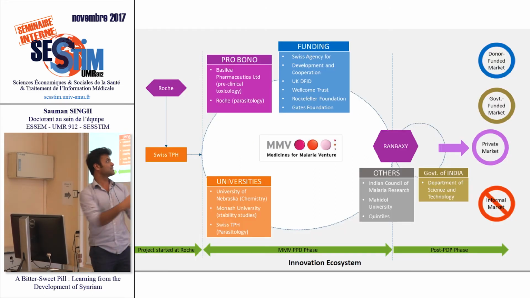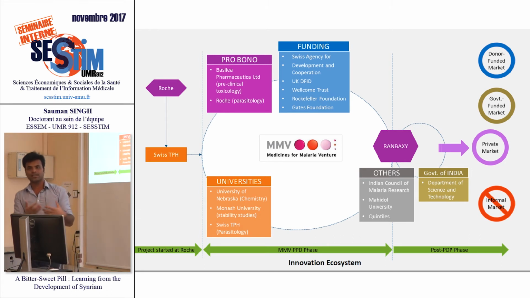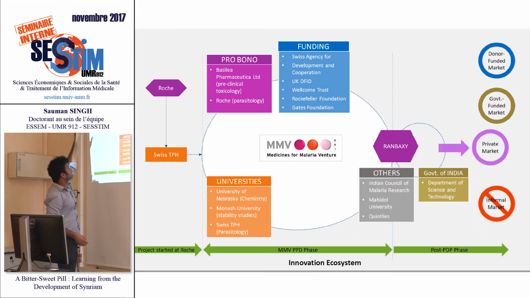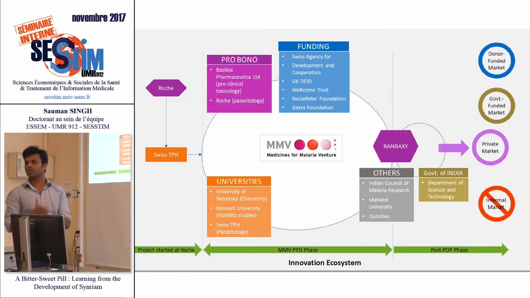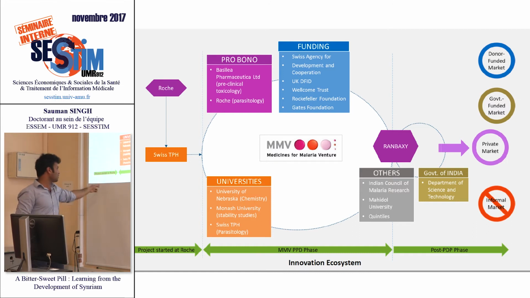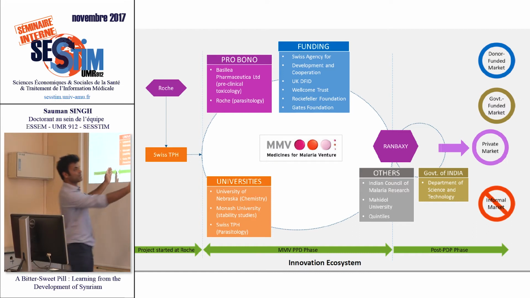So this is the innovation ecosystem. If we see how MMV came to develop this innovation ecosystem, there is a diverse set of actors here. First, the project actually started in the mid-90s at Roche, but Roche decided to leave the project because malaria was not interesting for Roche. Roche gave some of its technology to Swiss TPH. When MMV became operational in 2000, this project went to MMV, and this is the MMV phase.